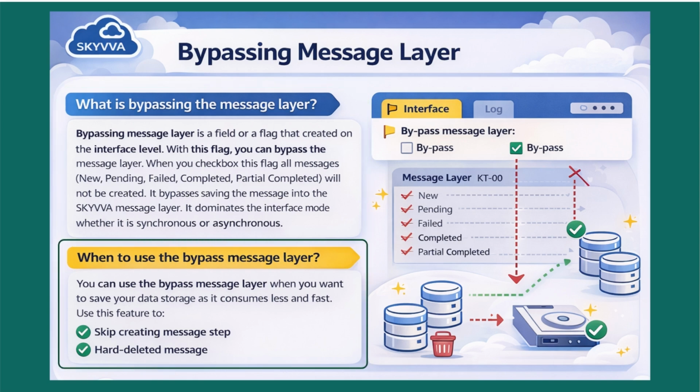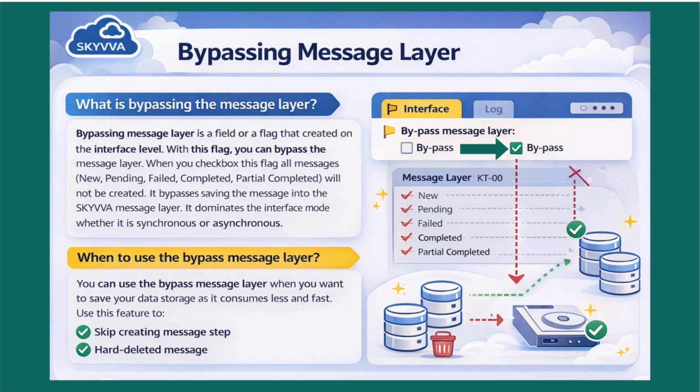When to use the bypass message layer? Use the bypass message layer when you want to save data storage, as it consumes less and is fast. Use this feature to skip the create message step. Hard deleted message.